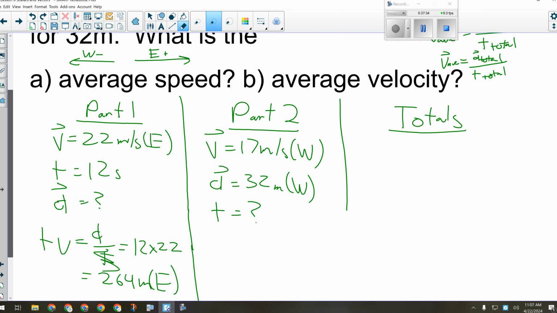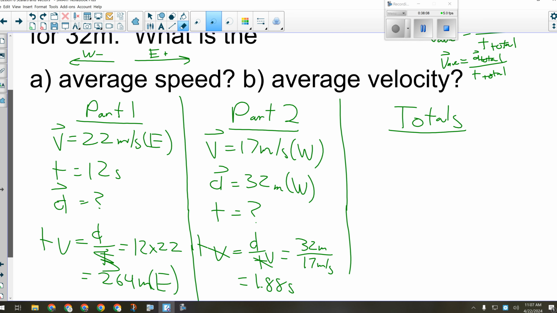Now I know all 3 things for part 1. I'm going to do something similar in part 2 here. v equals d over t, so I'm going to multiply both sides by t and then divide both sides by v. That's going to be 32 meters divided by 17 meters per second. The meters are going to cancel, and I'll be left with like 1.88 seconds. Now I know displacement and time for all parts. Can I find the totals?